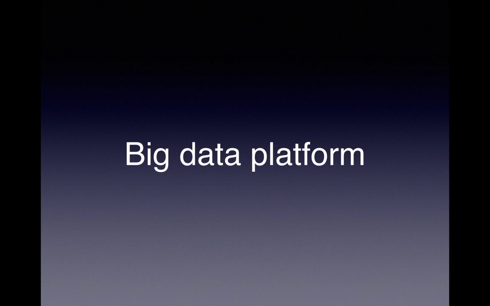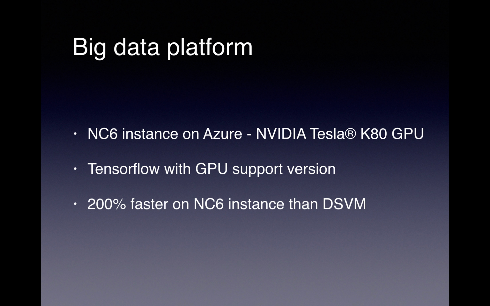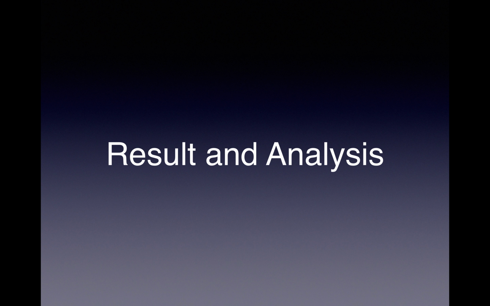Initially, we launched a data science virtual machine on Azure and did data processing of sample data. It works but requires a long time to compute. To speed up our experiment, we set up an NC6 instance which has an NVIDIA K80 GPU and can run 200% faster than the CPU. At last, I would like to show the result and do a basic analysis of our observations.